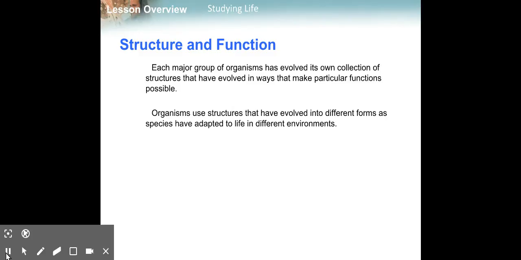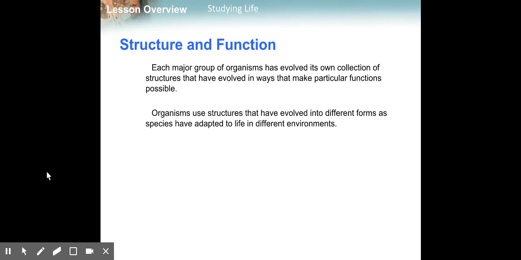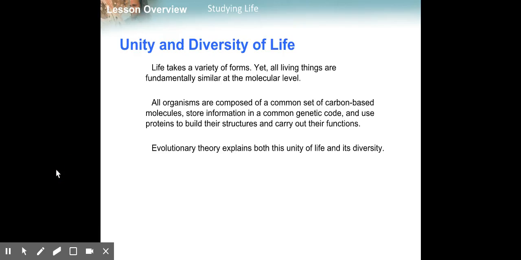Anyway, so there's just not enough time in 1 year to learn everything in biology. So, structure and function, if you take advanced biology, you'll learn more about that. We'll talk about it a little bit at the end of the year when we do dissections. Unity and diversity of life. Yes, there's a lot of things that are the same with all living things or with groups of living things, but there's a lot of differences too.